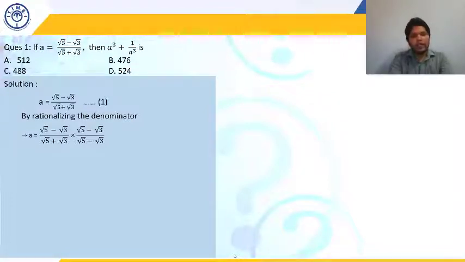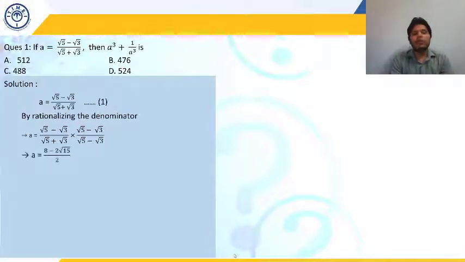So what I will be getting: root 5 minus root 3 upon root 5 plus root 3 was earlier there, into root 5 minus root 3 upon root 5 minus root 3. So that will cancel out, and it will not change the value of a here. Then it will become (root 5 minus root 3) whole square in the numerator, and (root 5 plus root 3) into (root 5 minus root 3) in the denominator, which is of the form (a plus b)(a minus b), the formula of a square minus b square.